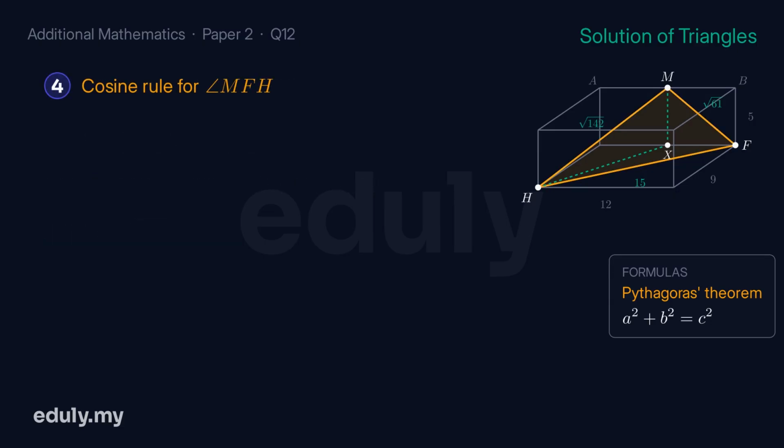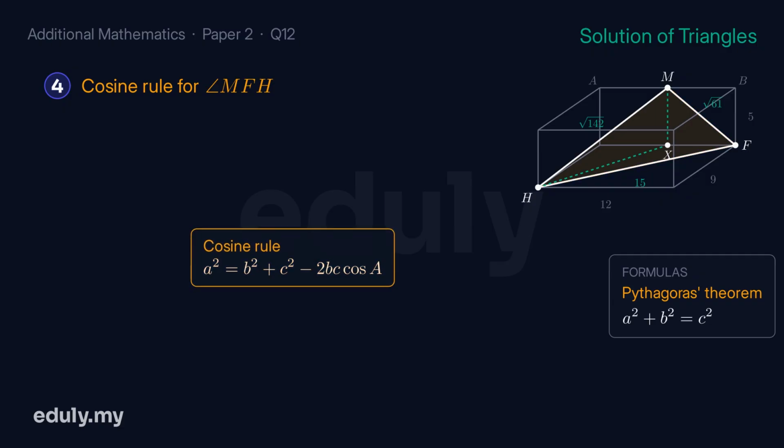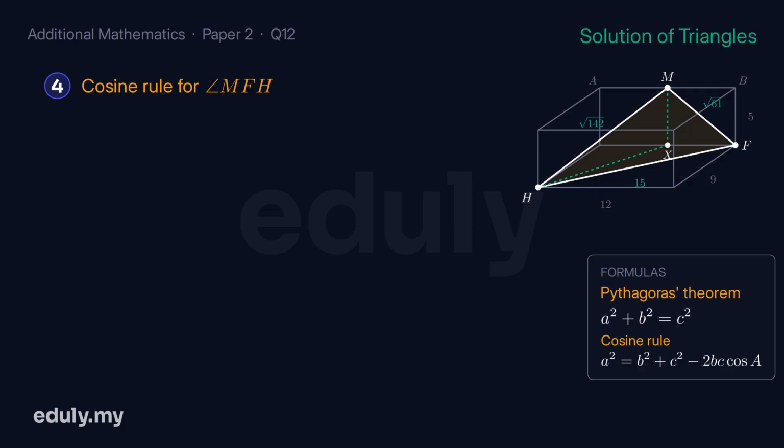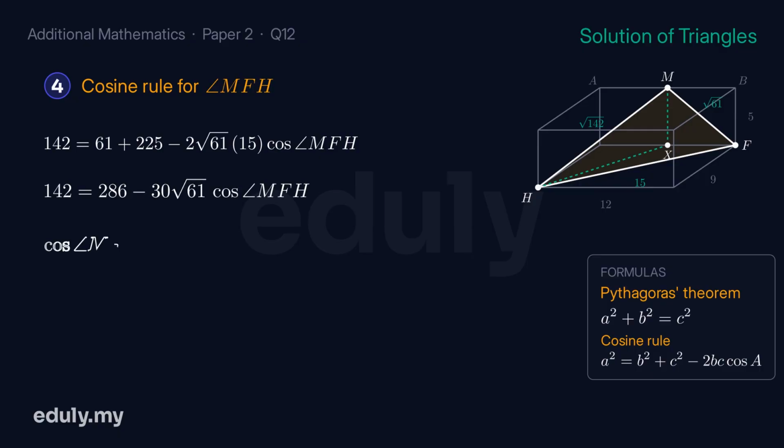Step 4. Now we have all three sides, so we use the cosine rule we just derived. The angle we want, at F, sits between the two sides M, F and H, F. Drop in the three sides we found. Tidy the numbers. Rearrange to get the cosine of the angle on its own. Take the inverse cosine, and the angle at F is 52.08 degrees.